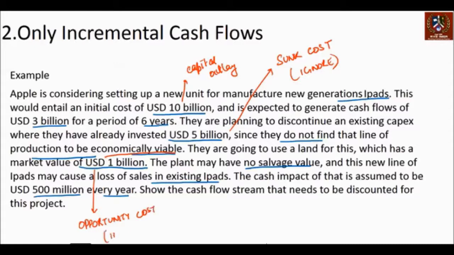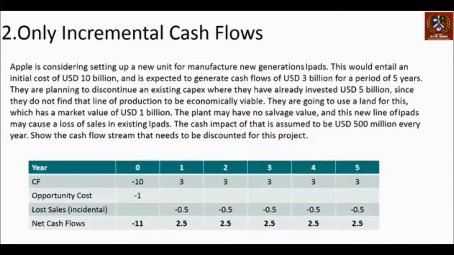What do we do here? We include this. The opportunity cost is to be included, right? And then there is a cash impact of 500 million. This is loss of sales. So that's a negative 500 million every year. What is this? This is incidental effect of the project, right? And incidental effect is negative in nature. So we have to take care of that as well, right? Let's look at what happens.